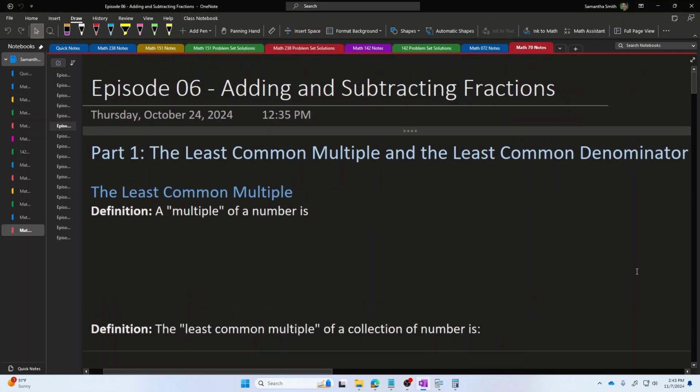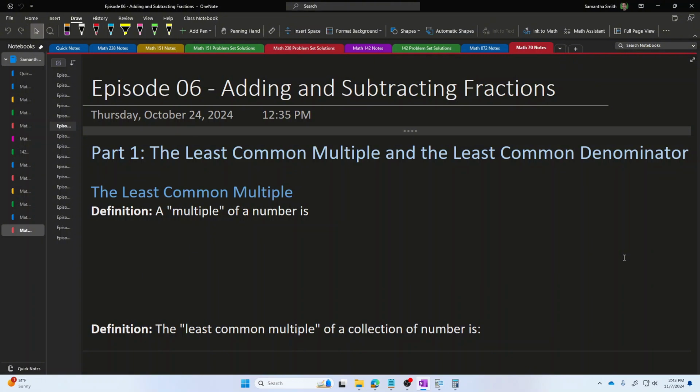Hello, everyone. In episode 6, we're going to be talking about adding and subtracting fractions. In the last episode, we talked about how fractions are multiplied and divided. And in this episode, we're just going to finish up the operations by talking about addition and subtraction.